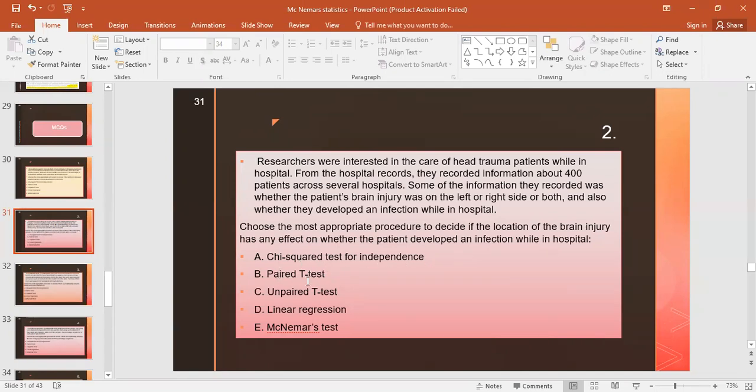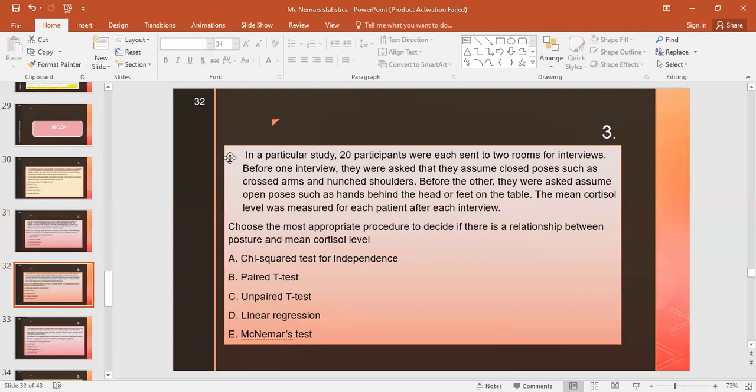Chi-square test for independence, paired t-test, unpaired t-test, linear regression, or a McNemar test. A is the right answer, chi-square test for independence. In a particular study, 20 participants were each sent to two rooms for interviews.